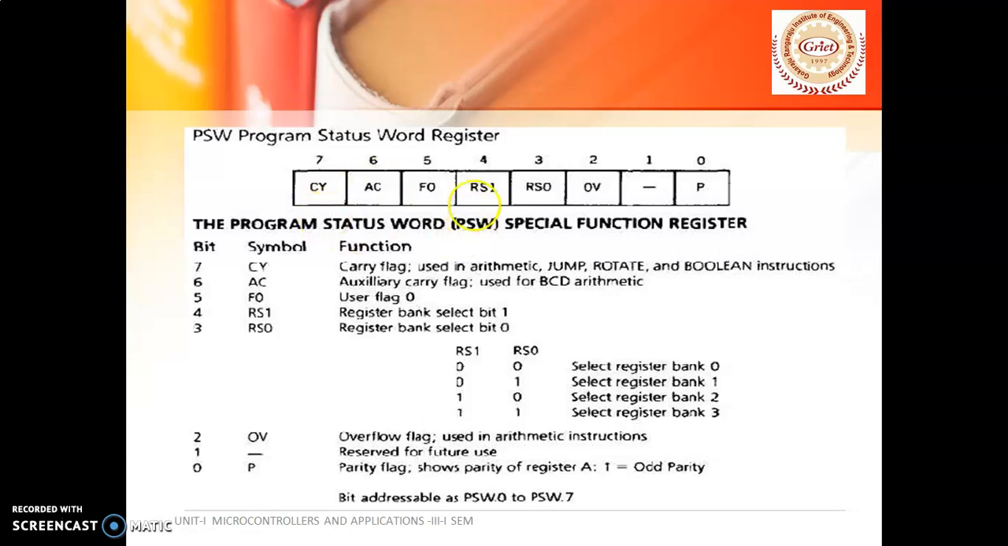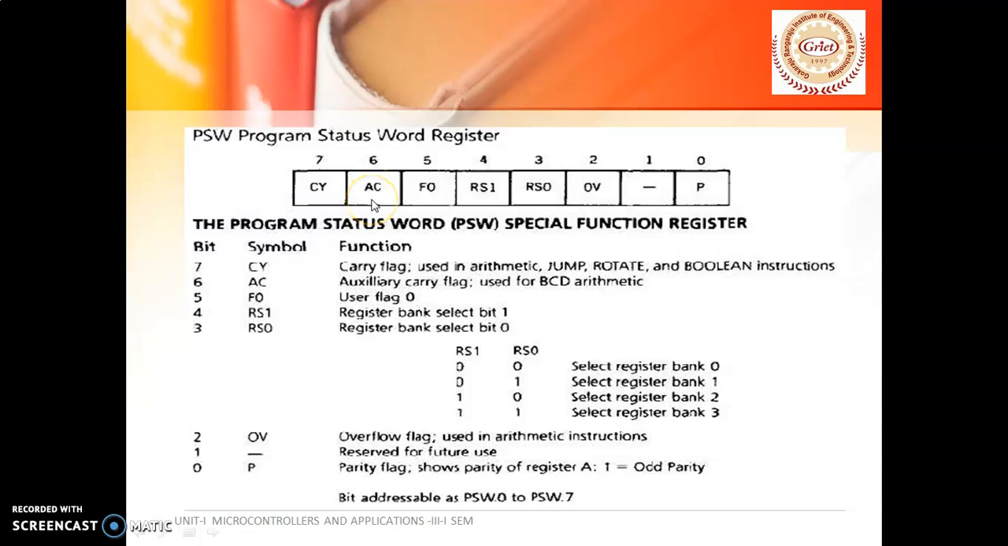So in 6 bits, again 4 of the bits are conditional flag bits, that is carry flag, auxiliary carry flag, parity flag and the overflow flag. These 4 bits are called conditional flag bits. Let's see one by one in detail. Coming to the carry flag bit, during the ALU operation, whenever there is a carry generated, then the carry flag bit is set to 1, otherwise the carry flag bit is set to 0.